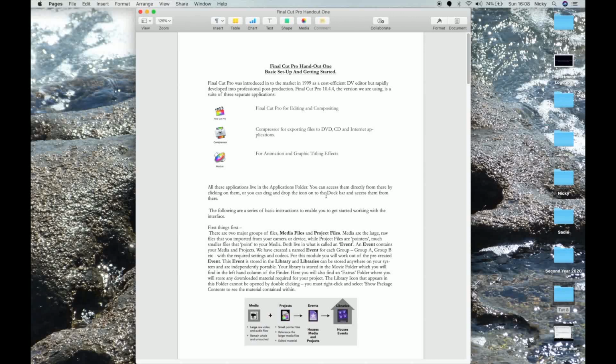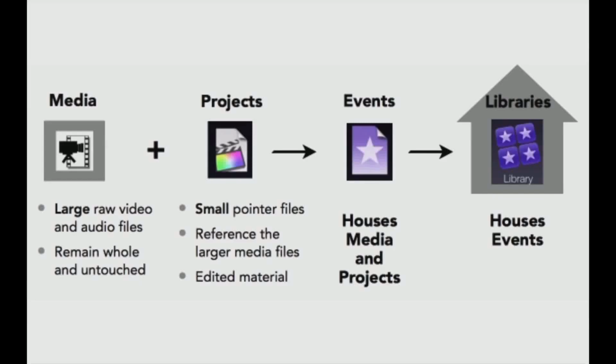So the following now is a series of basic instructions for enabling you to get started with the interface. So as you can see from the diagram at the bottom of page 1 on your Final Cut Pro Handout 1, this is a diagram of the media, projects, events, and libraries. It's basically the structure under which Final Cut Pro X operates. There are two major groups of files, your media files and your project files. And as you can see from the diagram here, media are the large raw video and audio files which remain whole and untouched. These are literally what you import from your card.